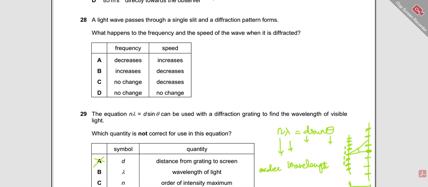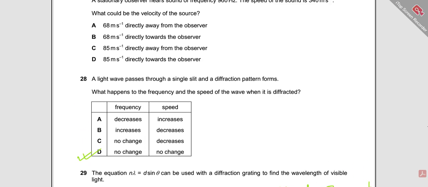Then, a light wave passes through a single slit and a diffraction pattern forms. What happens to the frequency and the speed of the wave when it is diffracted? Frequency does not change, speed does not change. Diffraction is when it bends. Option D is correct.